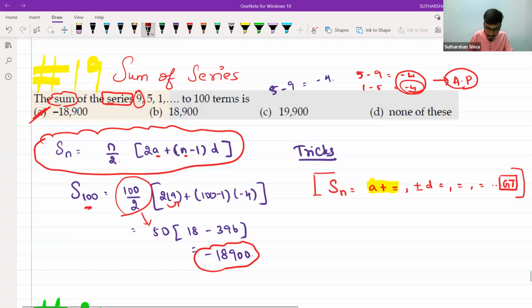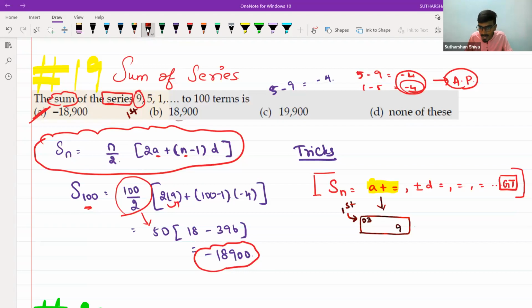Press 9 plus equal to. What value will it show in the calculator when this step is done? It will show 9. In the corner, it shows 3. It means for my first term, it shows 3. Okay, then I will go for my second step. My d here is minus 4.